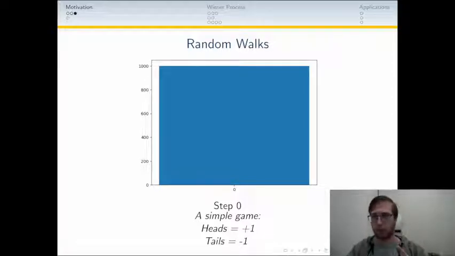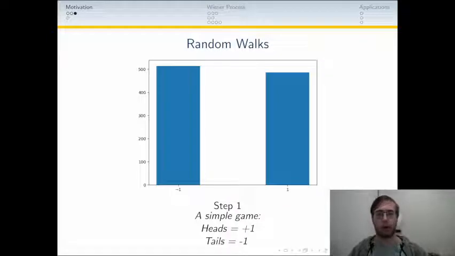If we do 1 flip, some will come up heads, some will come up tails. On average, it'll be 50-50. In these simulations, slightly more came up tails than they did heads, but it's around 50-50. Now if we do 2 flips.